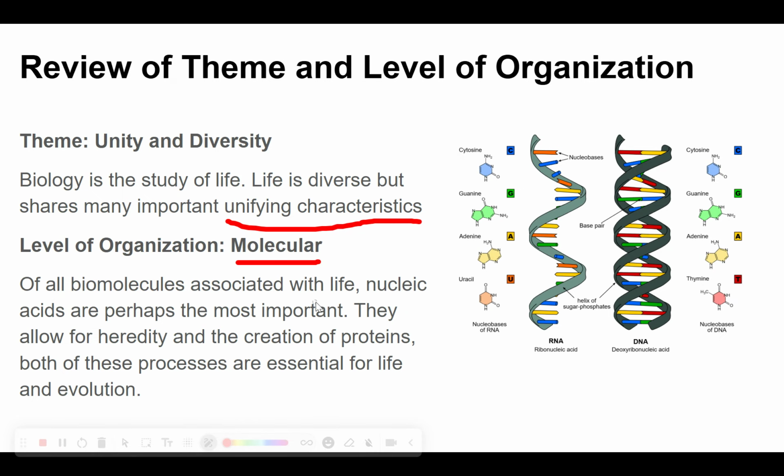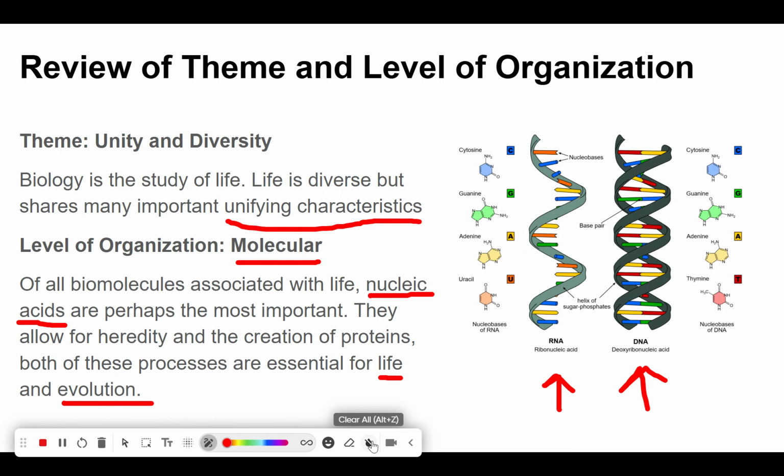And of all the biomolecules associated with life, nucleic acids, which are the focus of this little subsection of the syllabus, are perhaps the most important. They allow for heredity and the creation of proteins, and both of these processes are essential for both life and evolution. So in my opinion, that's why the IB put the study of these nucleic acids like RNA and DNA in the unity and diversity theme, and the molecular level of organization.